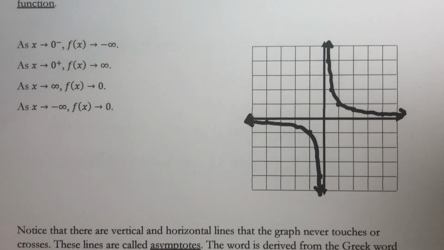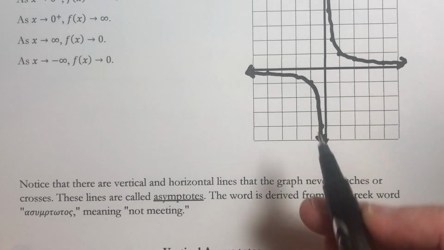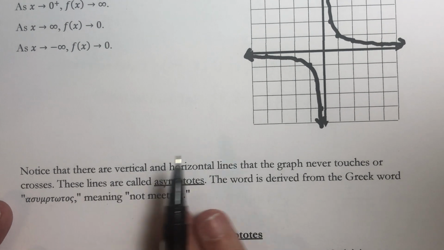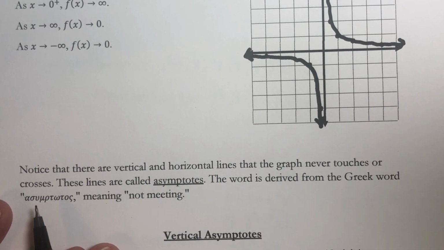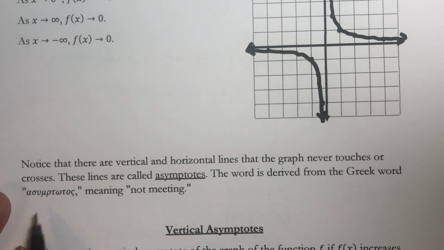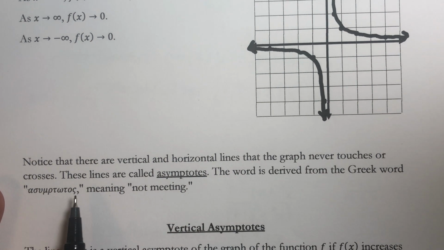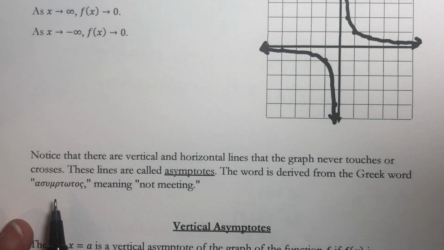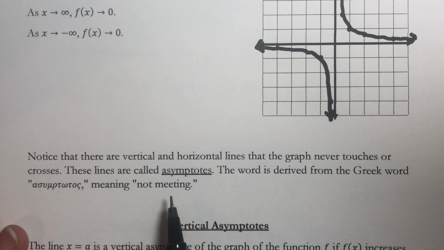Now, what are these two things called? The vertical and horizontal lines that the graph never touches or crosses are called asymptotes. The word is derived from a Greek word, just because I wanted to look it up and type it in, and there's no other good reason for that, I'll be perfectly honest. And it means not meeting.